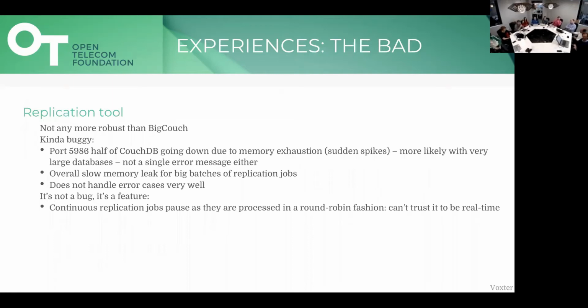So the replication tool is the first thing. One minor issue is it's not really any more robust than it was in BigCouch. They have a slightly new UI for it, but that's not really that useful, I suppose. And it's kind of buggy. We are running a large number of continuous replication jobs right now, and the port 5986 half of CouchDB will go down due to memory exhaustion. And very often, very suddenly, it seems to happen all of a sudden with very large databases, those with typically MODBs in the case of Kazoo with like 400,000 docs or more. We'll get to them and it will just take down the node.